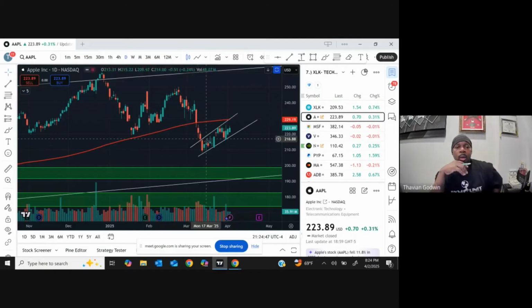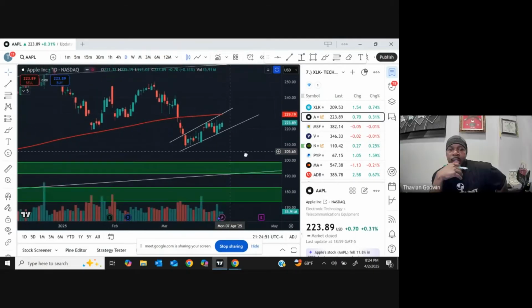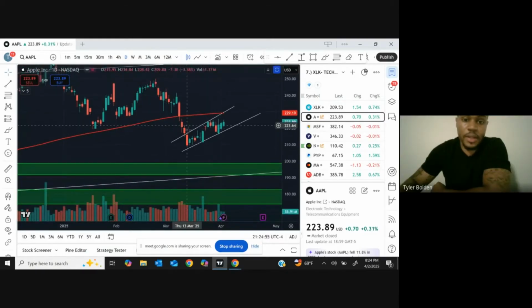What are we on right now? Weekly or daily? I'm sorry. This is a daily chart. Daily? Okay. Yeah, it's a daily chart right here. And so right here, I know this is a bear flag.